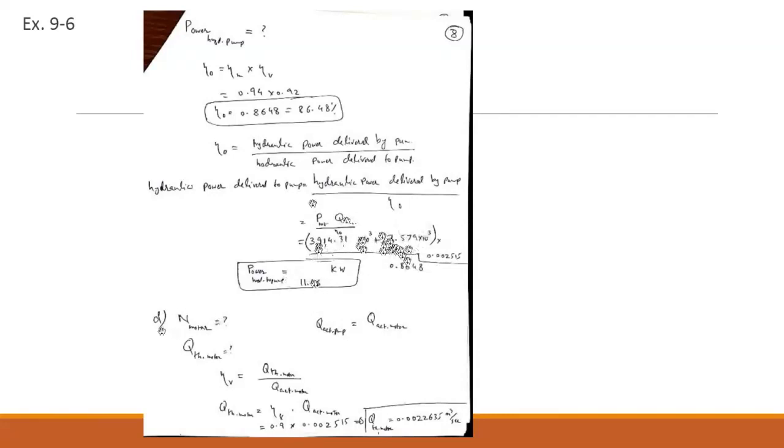Okay, so let's continue. Now we have D, where I want to find the RPM, or the angular velocity of the motor. In order to find this, if we ignore those losses, we say that the Q actual pump, which is delivered by the pump, is equal to the Q actual, the actual volume flow rate received by the hydraulic motor. This is not correct, but it will simplify the calculation.